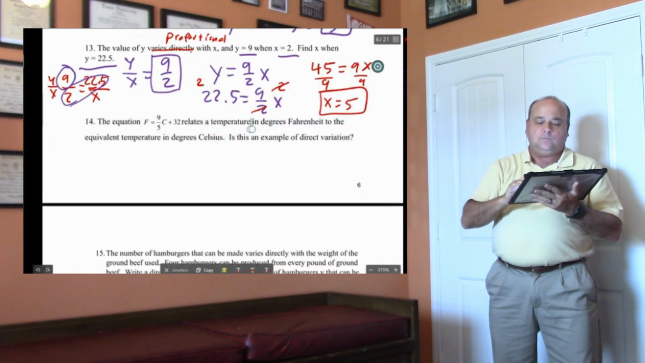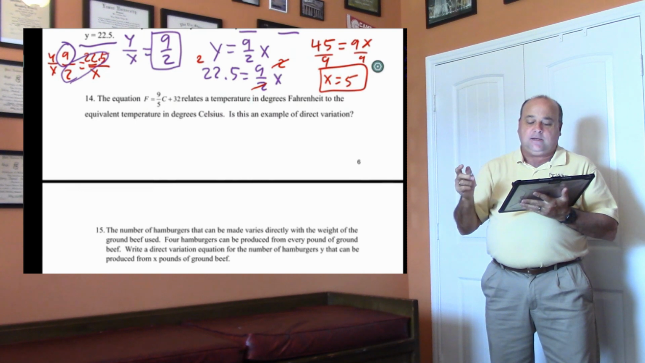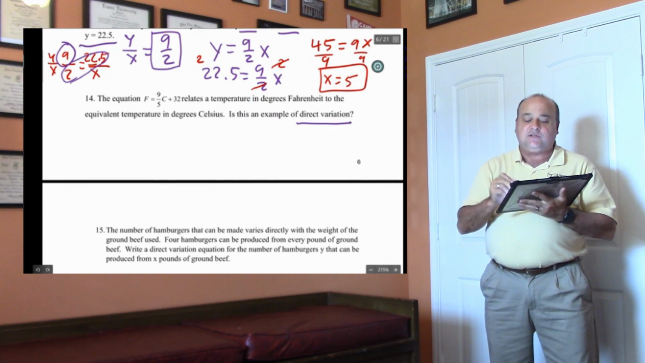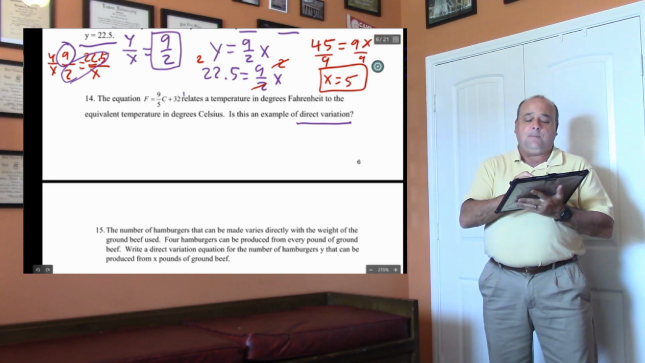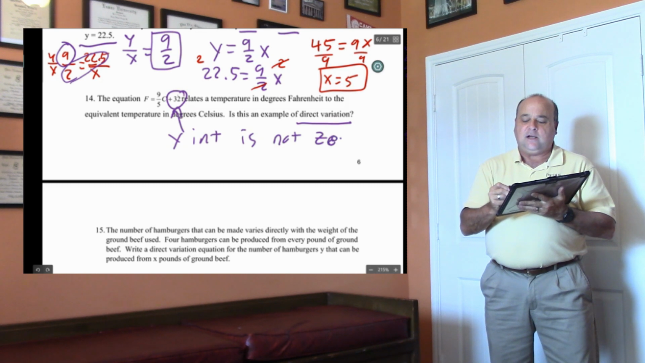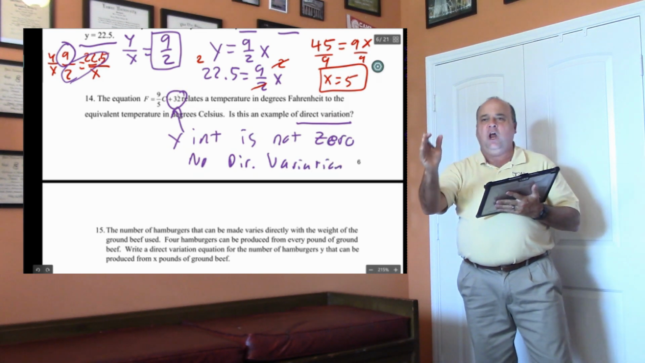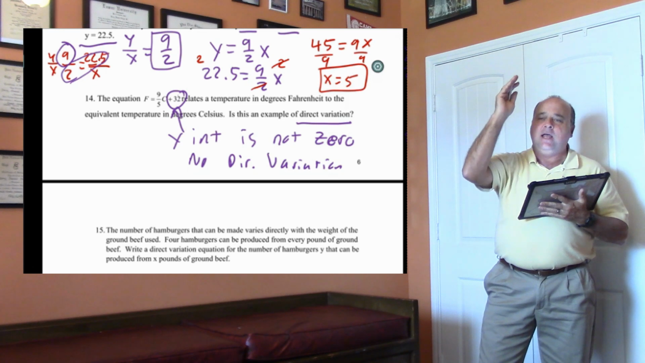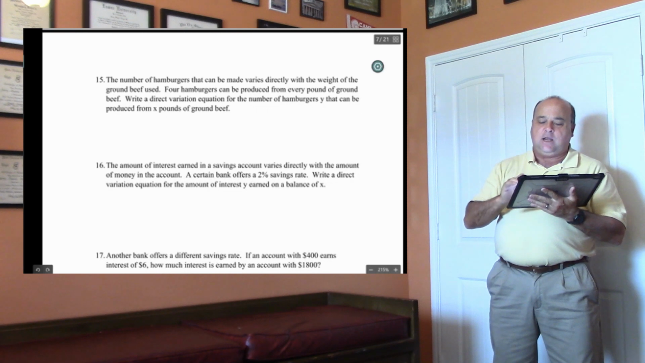Let's continue on. Okay? The equation 9/5C plus 32 relates the temperature Celsius to Fahrenheit. Is this direct variation? Does it go through the origin? It does not, because 32 is the y-intercept, right? Y-intercept is not 0. No direct variation, right? So for a problem to have direct variation, it has to have a y-intercept of 0 or a starting number of 0. Let's go to 15.